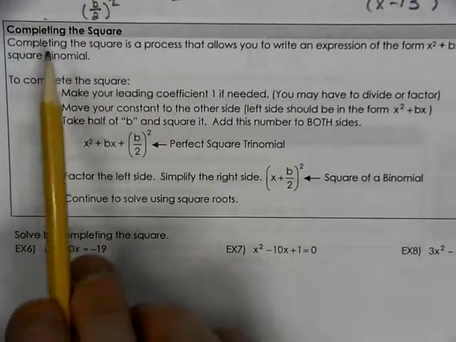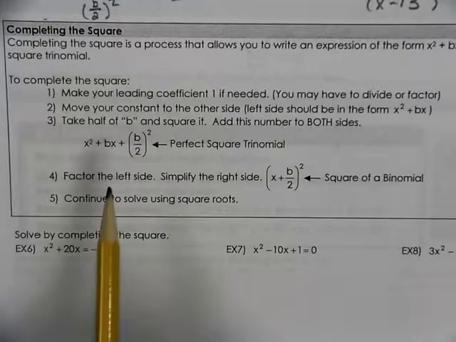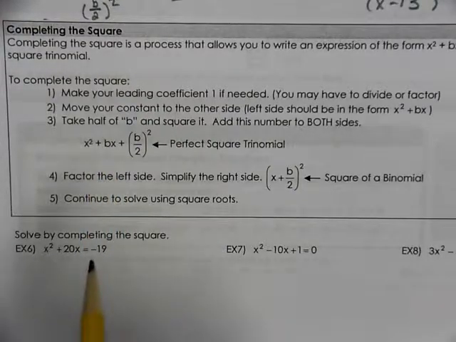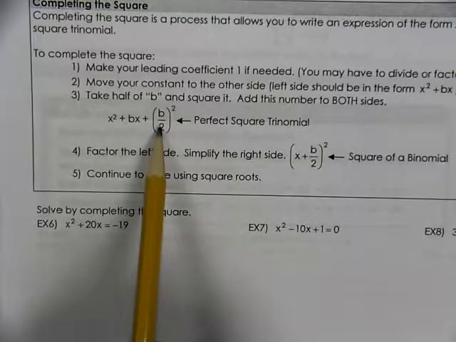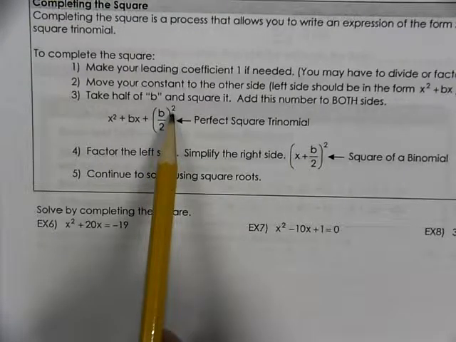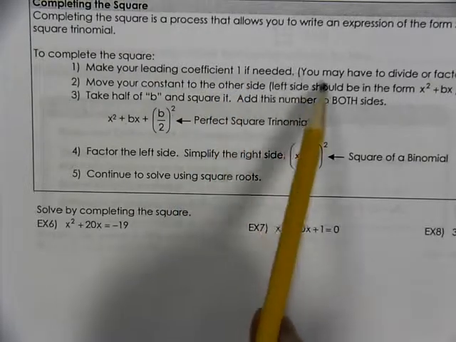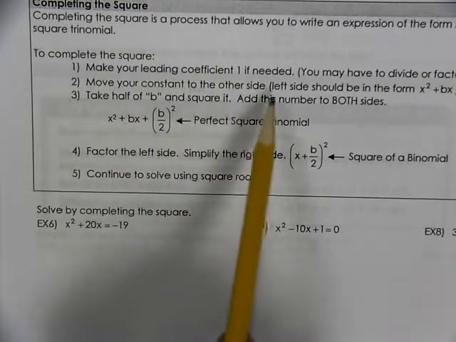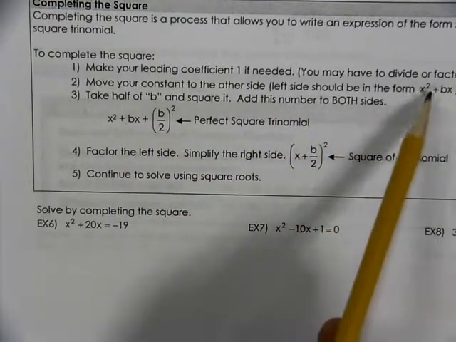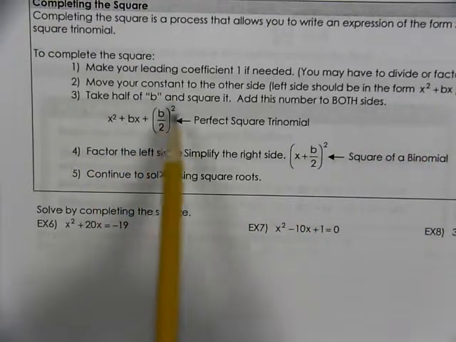So, the process of completing the square allows us to solve a quadratic. We're looking for the value of x. We're going to take the b value divided by 2 and square it. We need to be sure that the leading coefficient is a 1, and you might have to do some things if it's not. We're going to move our constant to the other side of the equal sign so we can get our x squared plus bx all by itself. We're going to take half of the b value and square it.